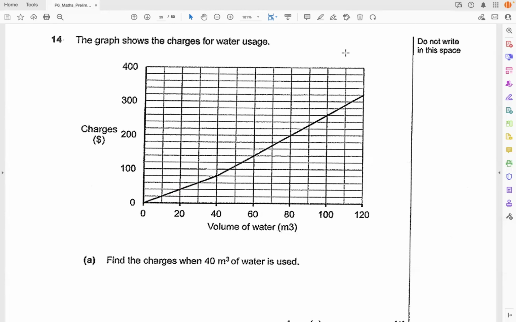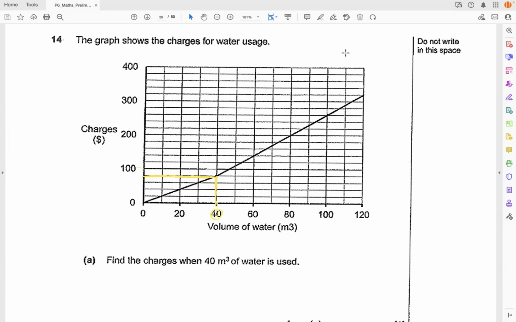Find the charges when 40 meter cube of water is used. The charges are on this side. 40 meter cube is here. So this is the 40. Let me use another pen. This is 40. Then draw, and use your ruler to help you. Don't use your eyes. Use your ruler.